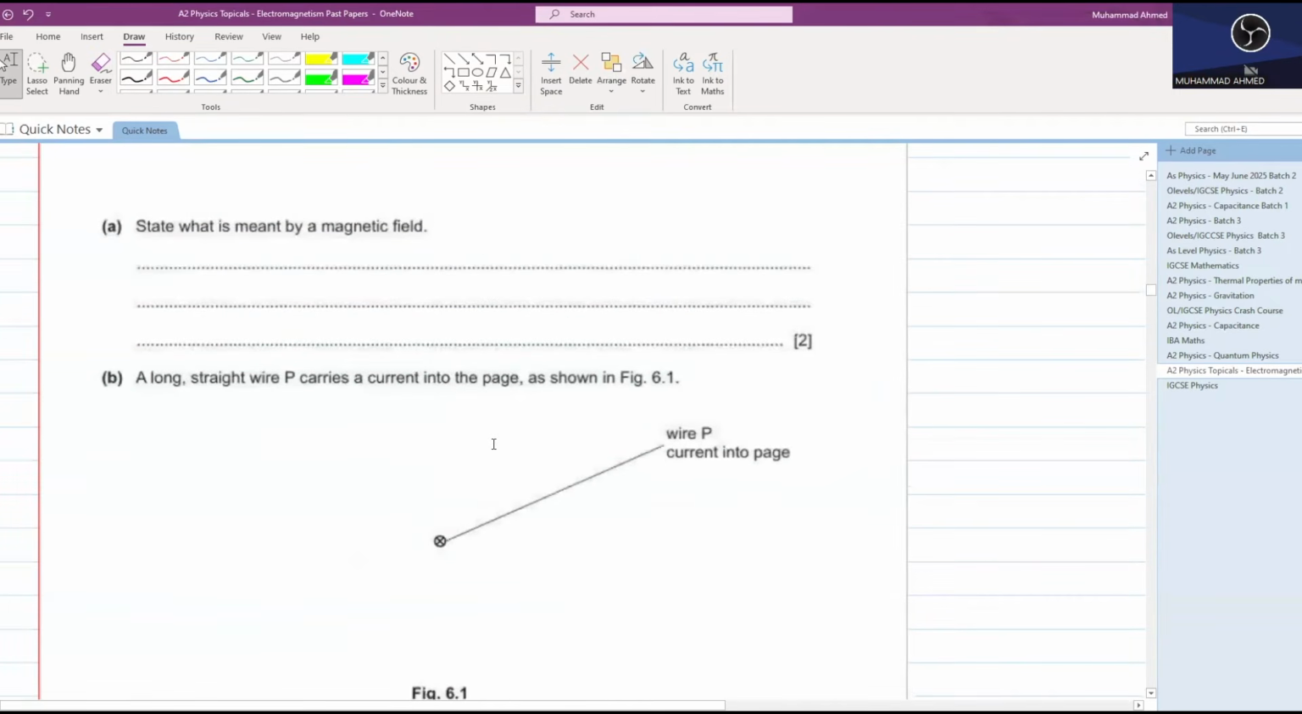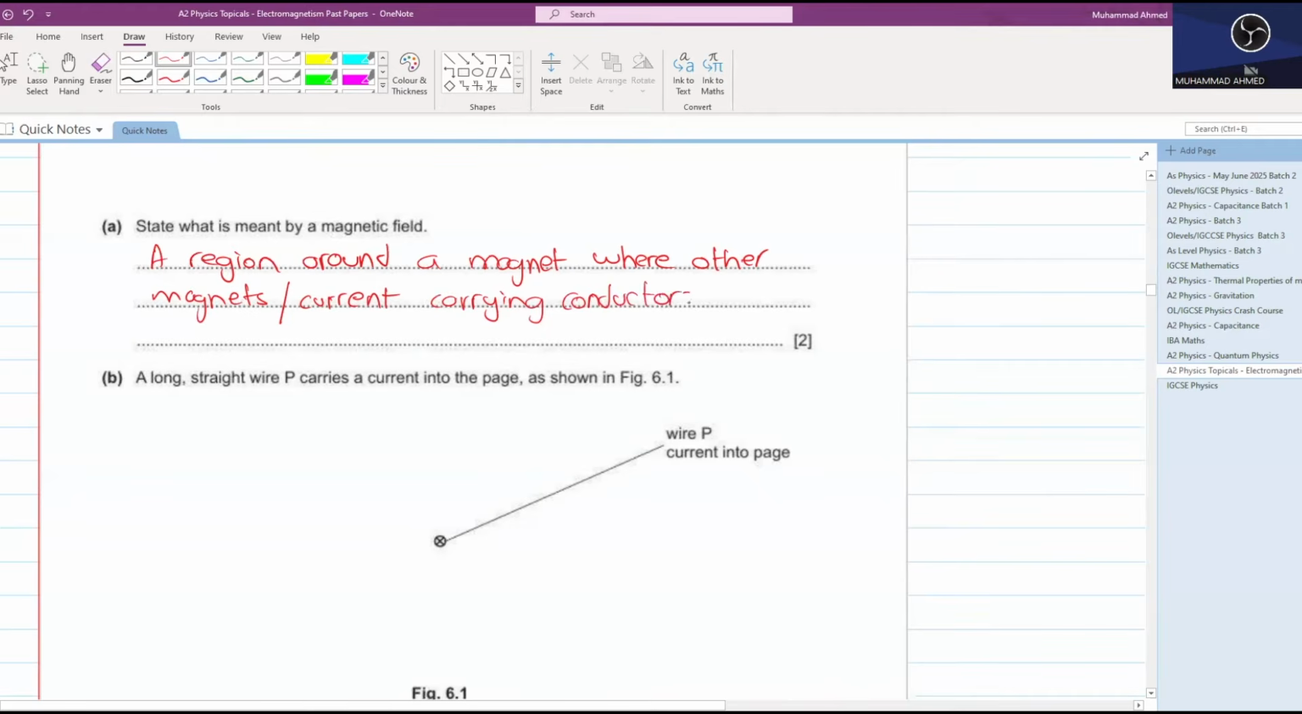State what is meant by a magnetic field. What is meant by a magnetic field? A region around a magnet where other magnets or current carrying conductors experience a force. Okay.